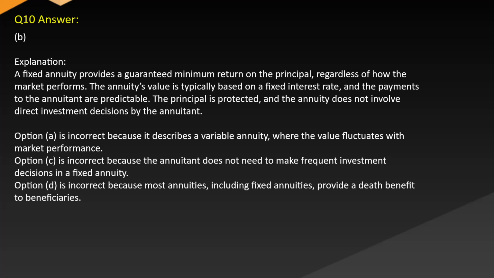Option A is incorrect because it describes a variable annuity where the value fluctuates with market performance. Option C is incorrect because the annuitant does not need to make frequent investment decisions in a fixed annuity.